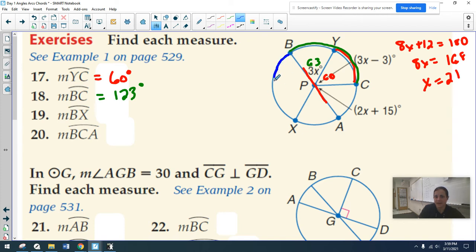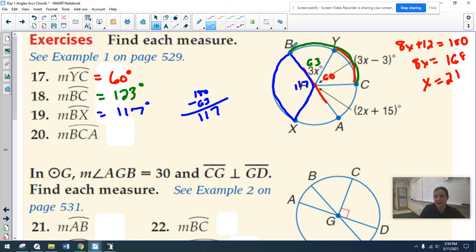BX, that's this one. So to find this one, I need this angle right here. So the angle marks the beginning and the end of the arc. So to figure out right here, I can just make a straight line. That's 180, and take away this 63. So if I do 180 minus the 63, that's going to give me 117. Okay, next, so I can put that in there. Sometimes it helps to get to the next problems.